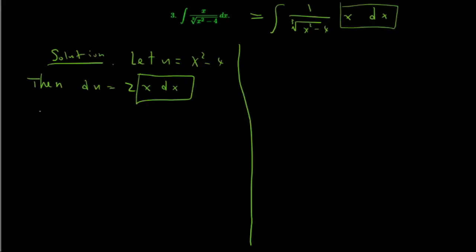And then we solve that equation for the box. We want to write the stuff in the box as a number times du. So x times dx, the stuff in the box, can be written in terms of u as 1/2 times du, right? You divide both sides of the equation by 2. After writing the stuff in the box as a number times du, we are ready to write the given integral entirely in terms of u.